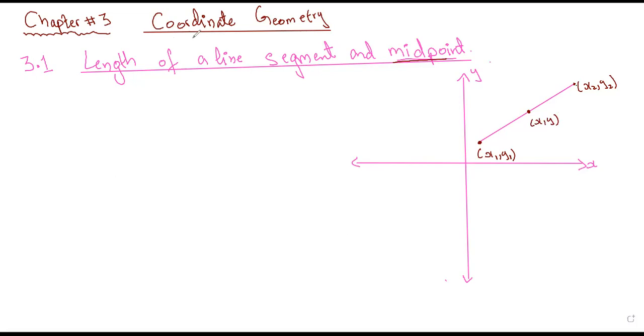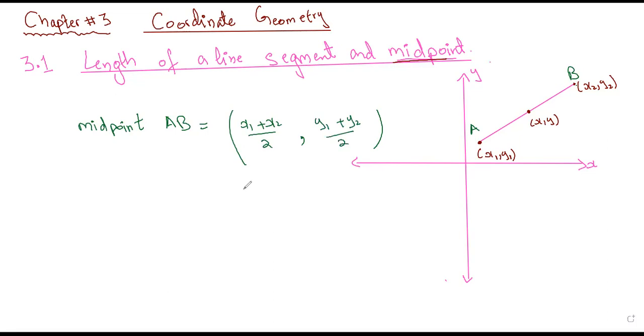Okay, so let's do it. So the formula this time is, again, we are interested in finding the midpoint of, let's say this is A and this is B. So it is the midpoint of AB. Again, it is going to be a point with an x coordinate and a y coordinate. So it would be (x1 plus x2) by 2 and (y1 plus y2) by 2, right? So this is how we find the midpoint of any line segment.